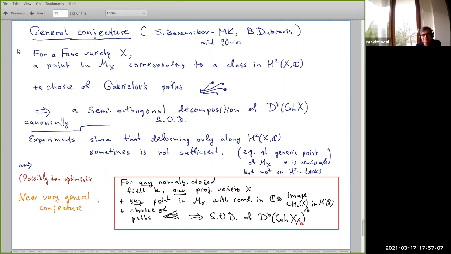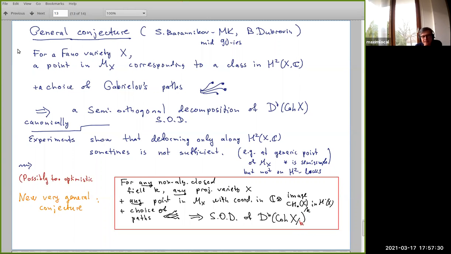I also consider something like the classical, tame part of this whole story. And we choose a collection of Gabrielov paths. Then the conjecture says we get a canonical semi-orthogonal decomposition of the derived category of coherent sheaves. It's just imitated from this picture with Landau-Ginzburg models, that the Fukaya-Seidel category is equivalent and so on.